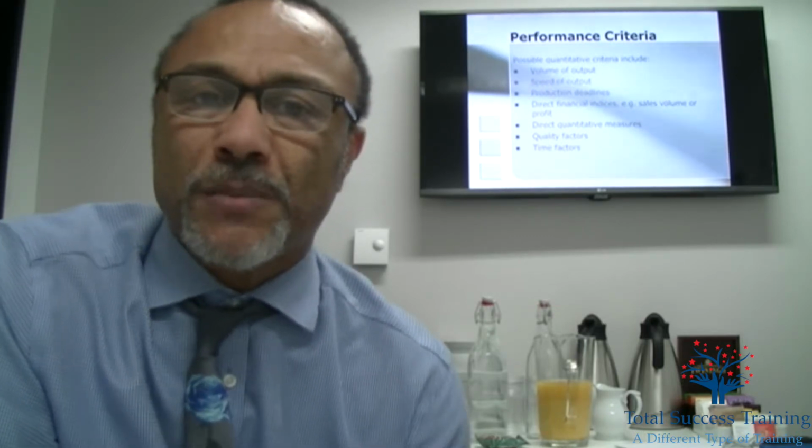If you think about your team and its performance, now, are you judged by the volume of your output? If you work in a factory, that might be the case. The speed of your output, again, you may be judged on the speed of through flow of process, products. Are you there for production deadlines? Are you there to manage deadlines so that they are met? Do you have what we call direct financial indices? If you're in sales, you might have sales volume or profit, so you may be looking after the actual money side of it. Do you have what we call direct quantitative measures? Something you can see, something you can measure, which is measured by data, where you get reports back from. Do you have quality factors, time factors? Now these are all what we call quantitative.